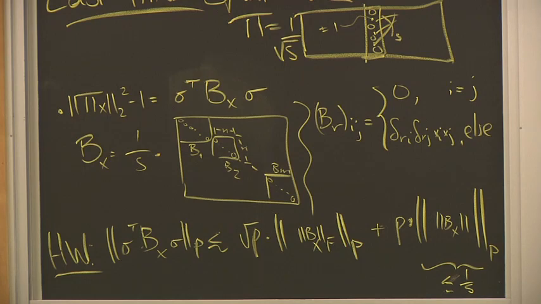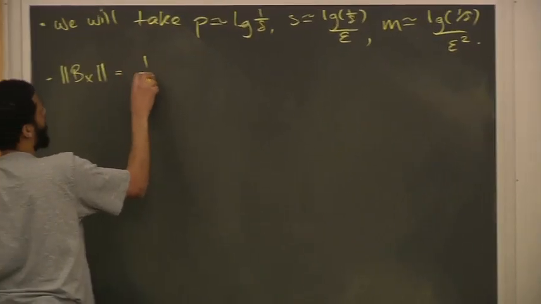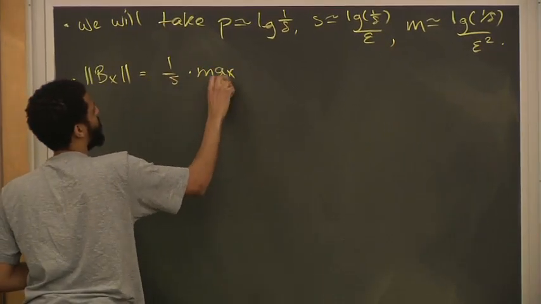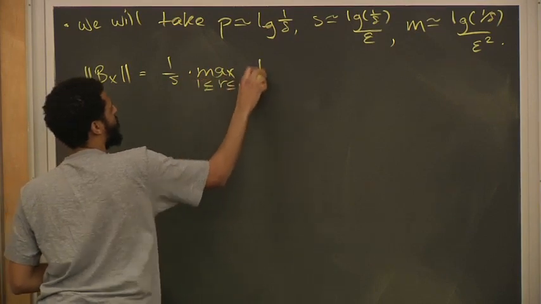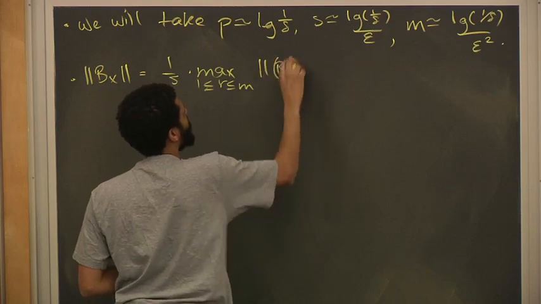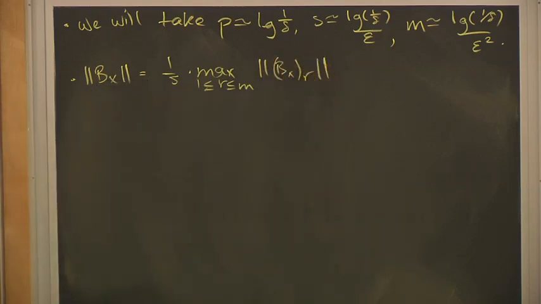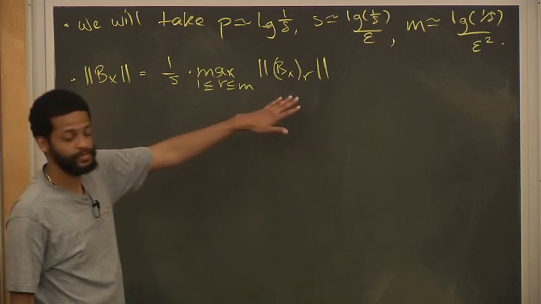Okay, let me just go back to this operator norm of B_x business. So you agree with me that the operator norm of B_x is equal to 1 over s times the max over r from 1 to m of the operator norm of B_x^r. This is a block diagonal matrix. So now I just want to understand this thing.